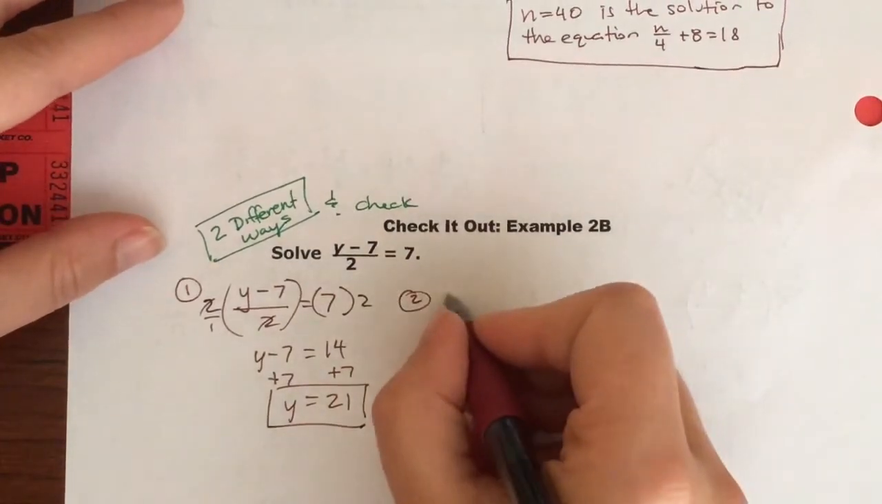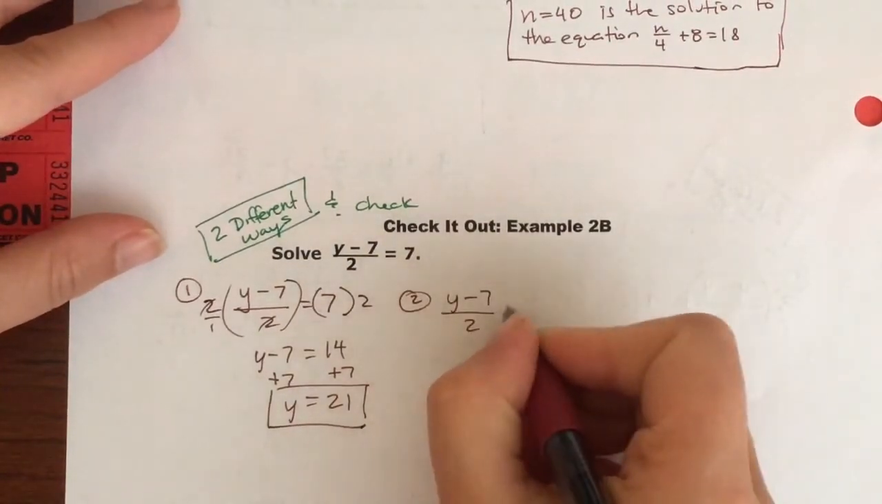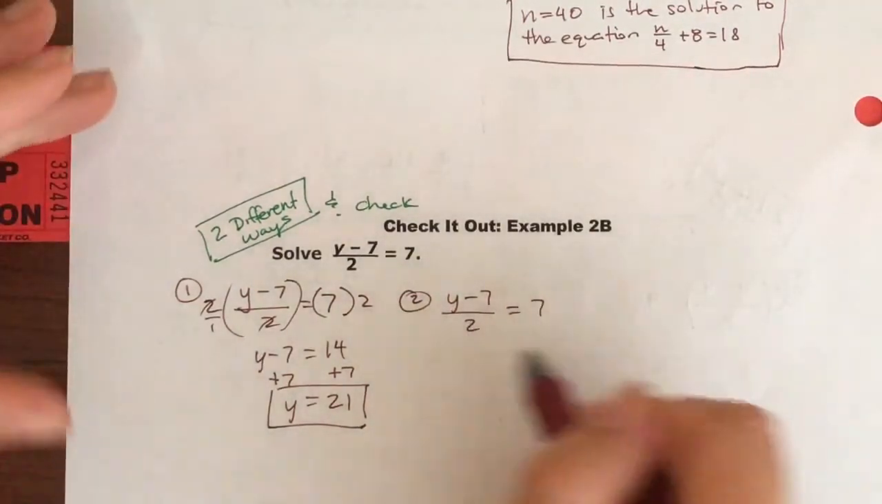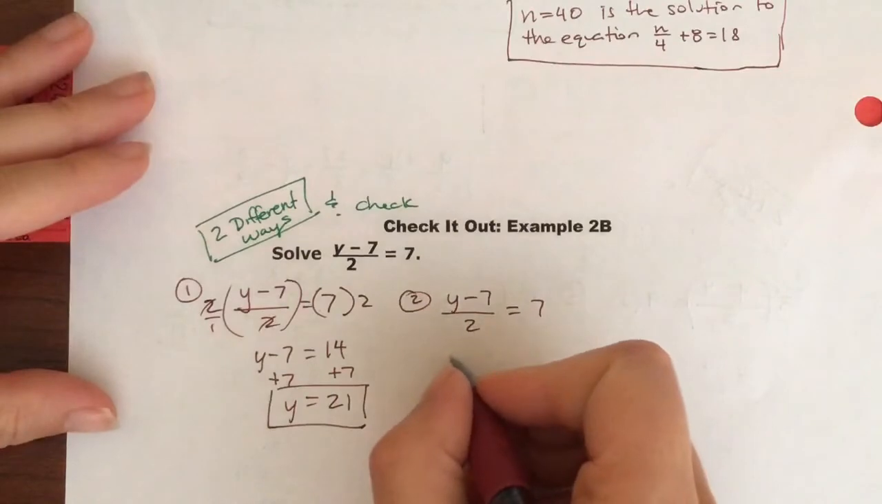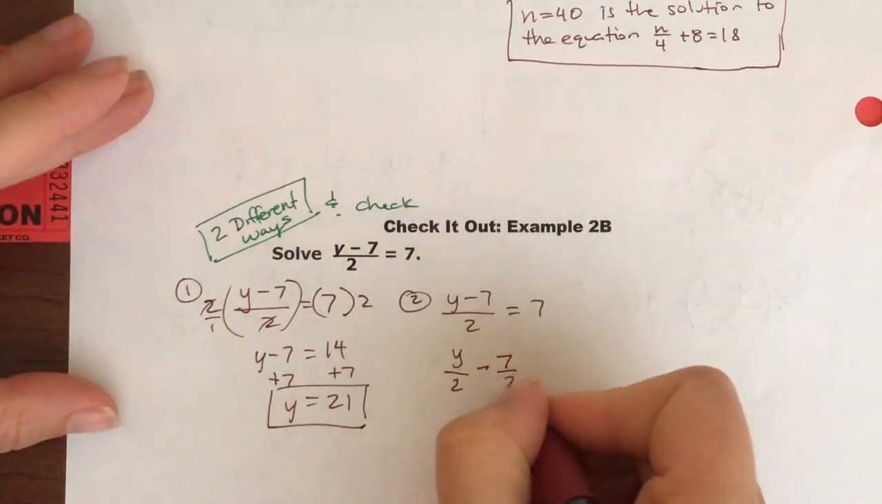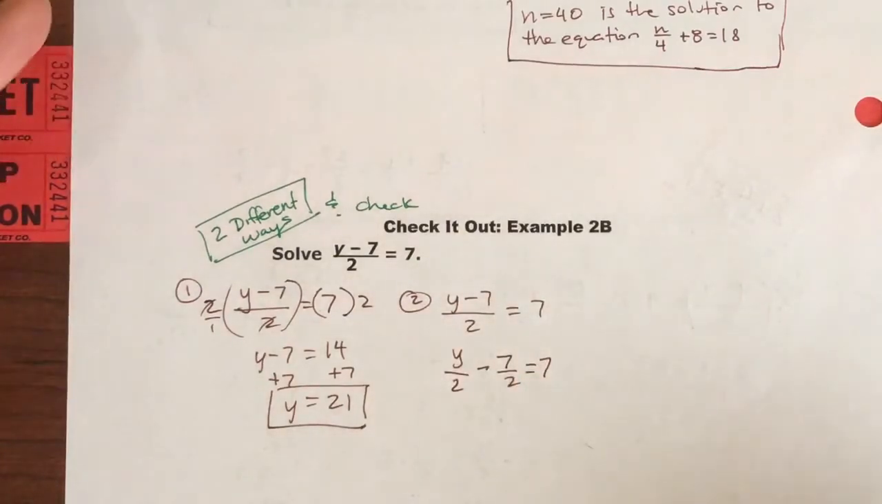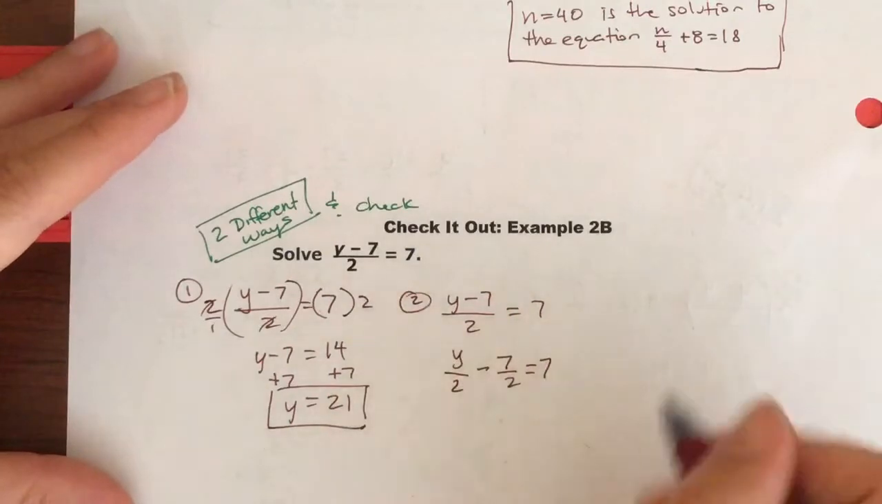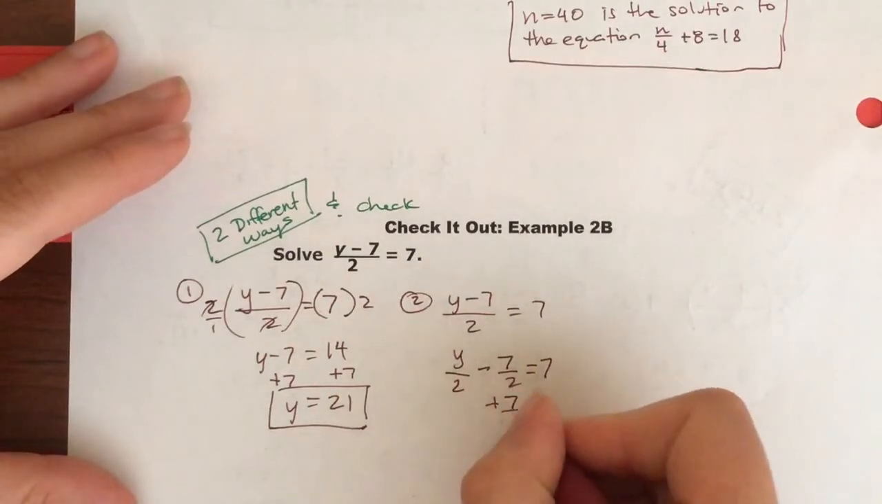Okay. Write the original equation again. Okay, and we're going to write this equation in its equivalent form, which is the same thing as y divided by 2 minus 7 divided by 2 equals 7. All right, now we're just going to solve it. So the inverse operation of negative 7 over 2 would be a positive 7 over 2.